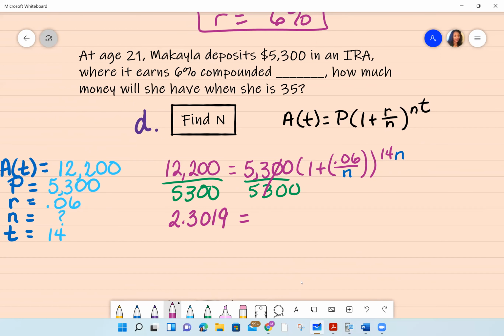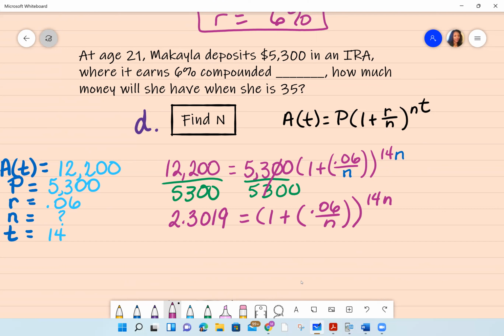We did this already. So that means that this is going to end up being 2.3019. And on this side, it's going to be 1 plus parentheses 0.06 divided by n, because that's what we're looking for, raised to the 14n power. And if you put n14, it's the same thing. We typically put the number before the exponent. So don't get confused by that.